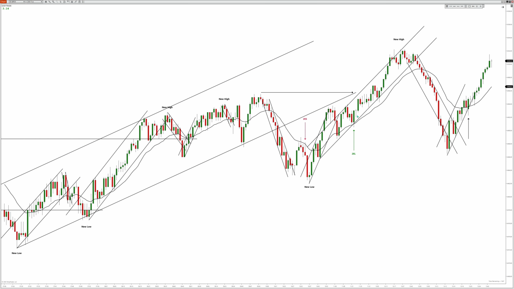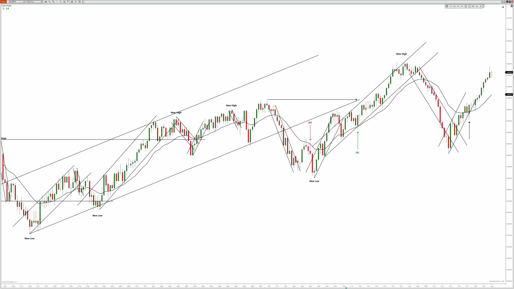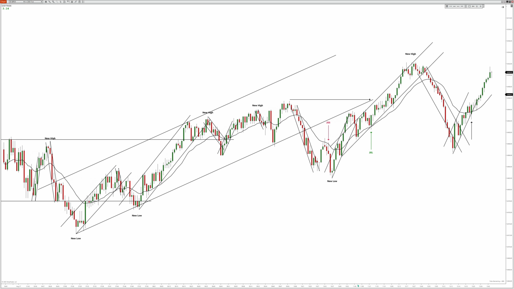So super high probability setup. I love that trade. Unfortunately didn't get filled, but that's all right. All we really need is one trade like that a week, and we can make a really good income doing this stuff. So it looks like we had an overshoot here of this channel.